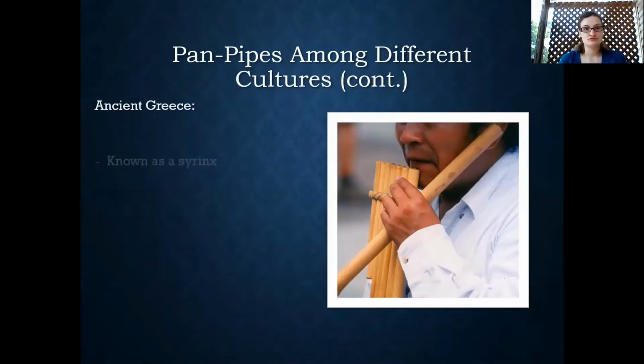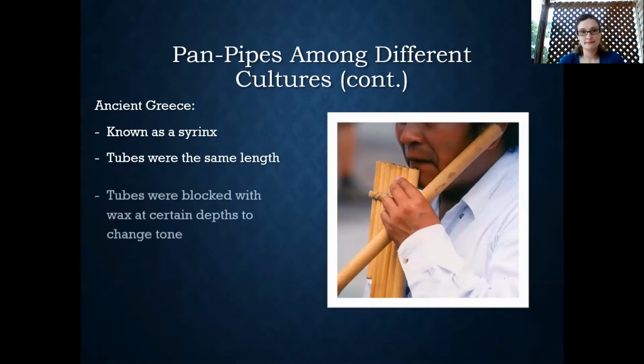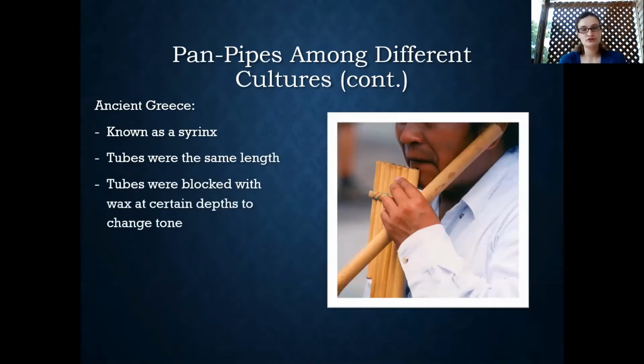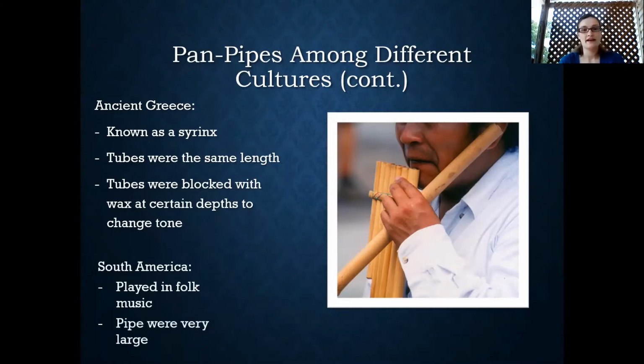In ancient Greece, it was known as the syrinx. And the tubes were made of the same length, and they usually were blocked on the ends with wax at certain depths to change the tones. They would stick the wax inside the tube at different lengths, and that would change the tone. In South America, it's usually played in folk music, and the pipes are usually large, kind of like this one here that we see.